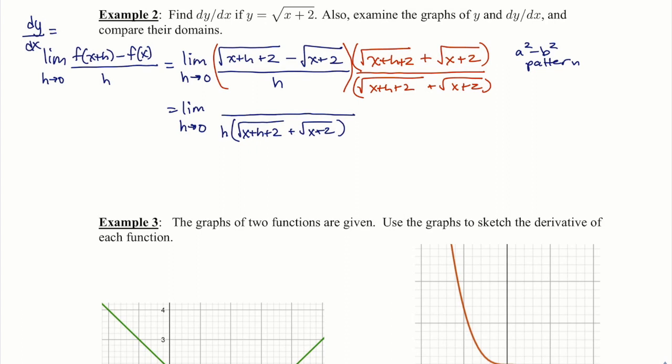And in the numerator, I'm going to have, like we said, that a squared minus b squared pattern. A squared will look like, not that, x plus h plus 2. We'll just take that square root off. And b squared will look like x plus 2. And then I'll need to subtract both of those terms. Again, I'm carrying my limit as h goes to 0 along. I have x minus x, and I have 2 minus 2, and there's still an h left there in the numerator.